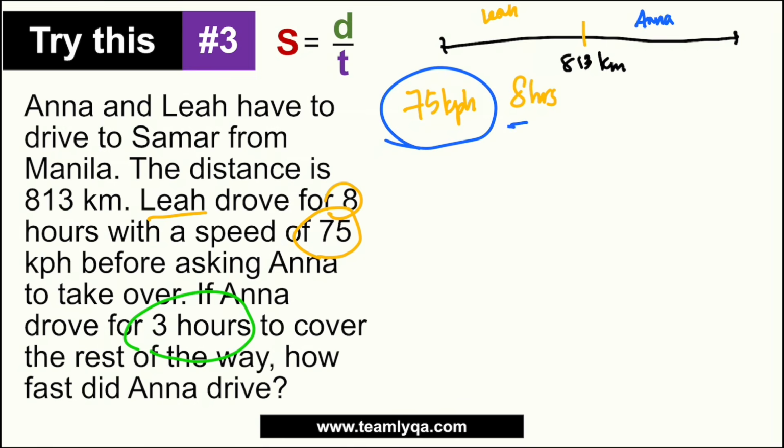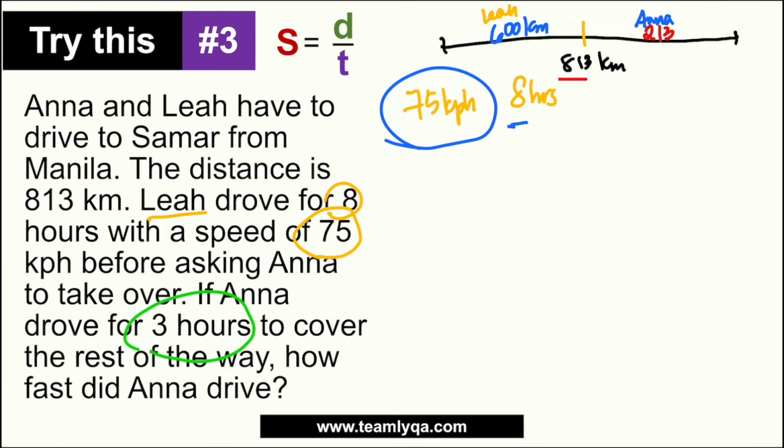Now, the answer there would be just 75 times 8. 8 times na tig 75. So, now, we will have the first part na 600 kilometers. So, ibig sabihin 600 kilometers ang binyahe ni Leah by herself. Now, ang question na next would be, ilan lang natitira para kay Anna? Now, sabi natin, ang distance na original ay 813. Dahil na-cover na yung 600, ang natitira na lang para kay Anna ay 213.